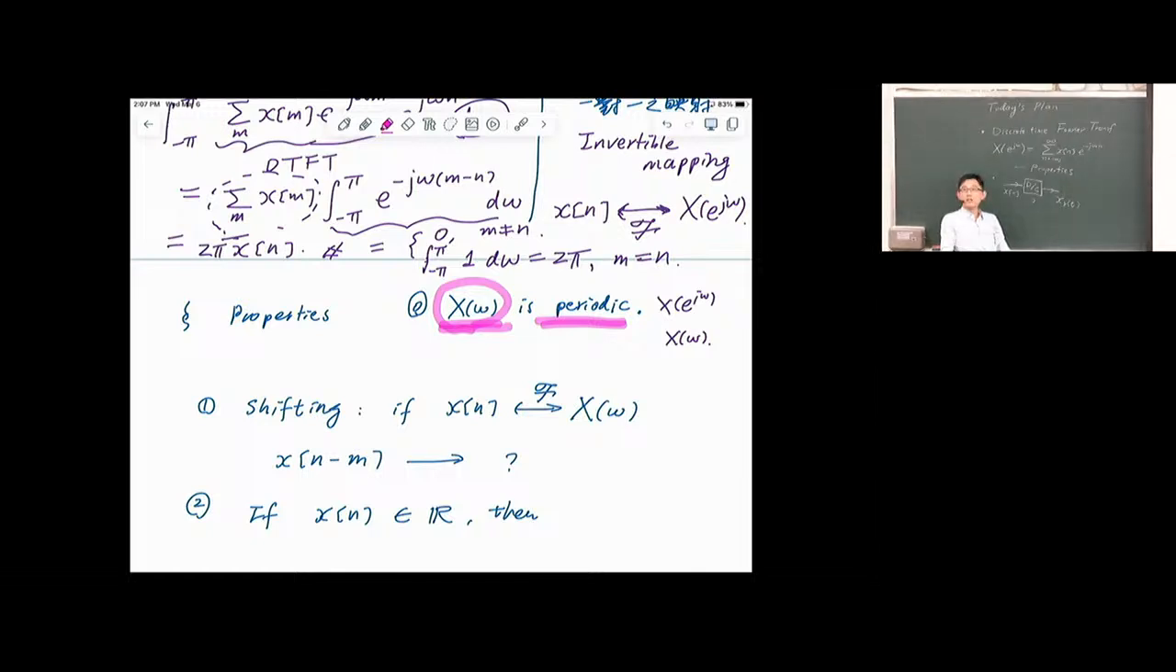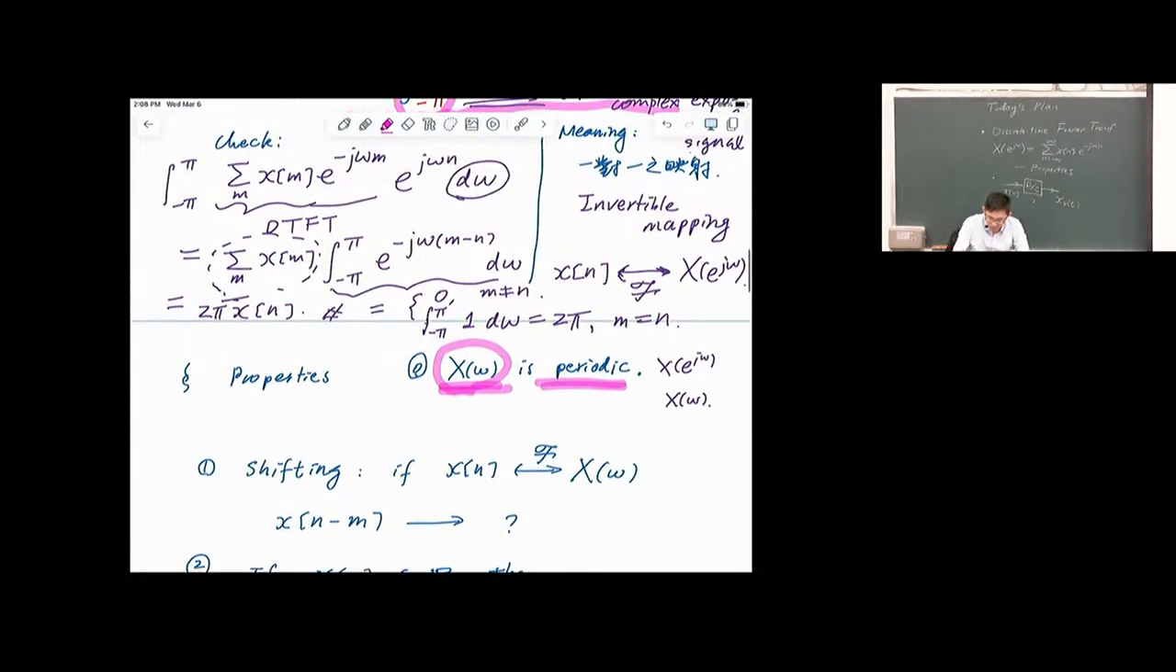X of omega is always periodic, and the period is 2 pi. The period, really no surprise, is 2 pi. When I say omega is an angle, it turns out that X of omega for any signal, whenever its Fourier transform exists, we calculate its Fourier transform, and it is a function of omega, and that function is always periodic with a period of 2 pi. That is, X of omega plus 2 pi is always equal to X of omega for any omega.